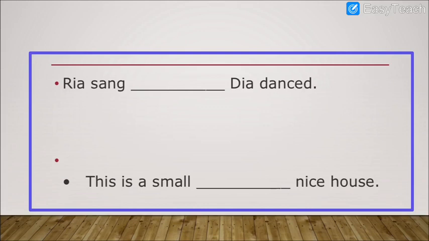Now I'll be reading the question. Riya sang dash Diya danced. This is a small dash nice house. These seem to be very easy questions, but still students get confused. They get muddled by reading these questions. What do we have to use? And, or, but? Because sometimes it happens that two conjunctions suit when we are speaking, but we have to understand the meaning and then we have to use it.